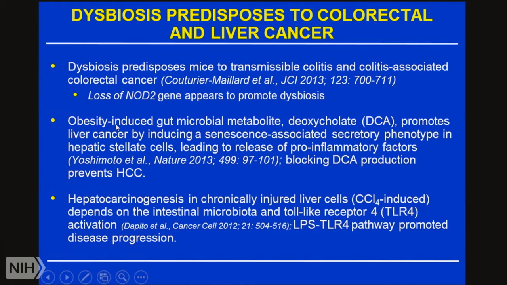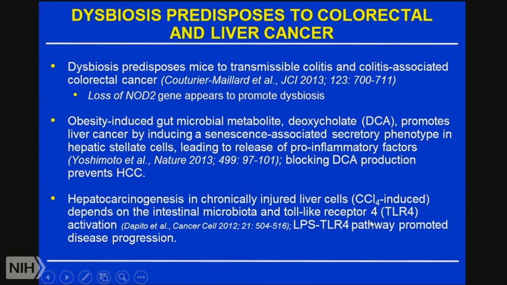Then here, these people looked at liver cancer and identified deoxycholate, a bile acid that in their model is produced in relation to obesity and is known as a gut microbial metabolite. They showed that when you have that produced, it promotes liver cancer by a certain mechanism. And when you block the production of deoxycholate, you prevent HCC in their model. Now you have to show that it's important in humans too. I know people have looked at it, and they cannot find it.